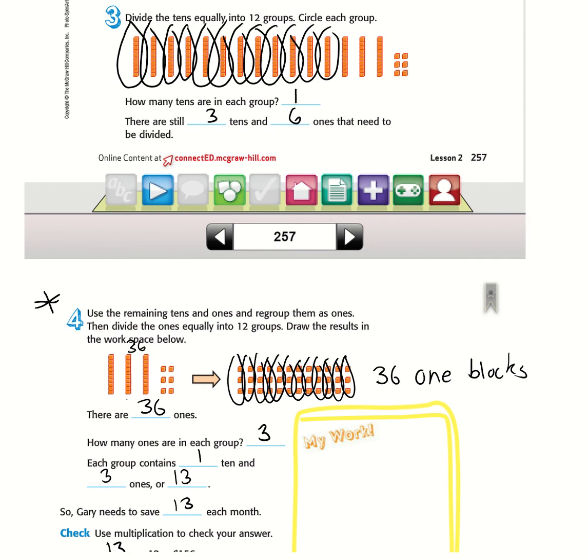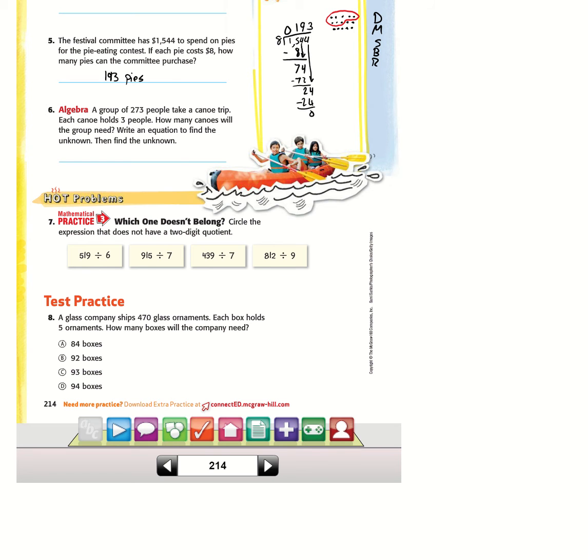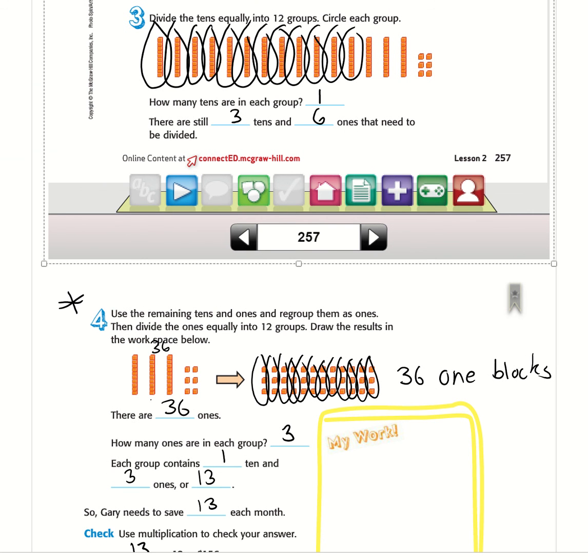Just remember, I got my ones from the tens from the previous page. My apologies. This one here is going to be this one down here.